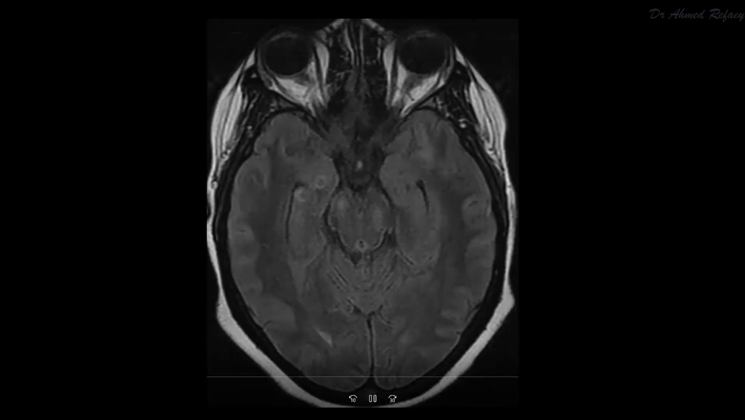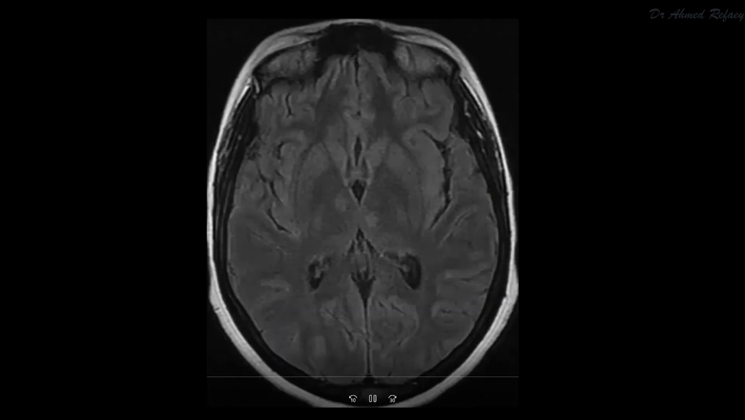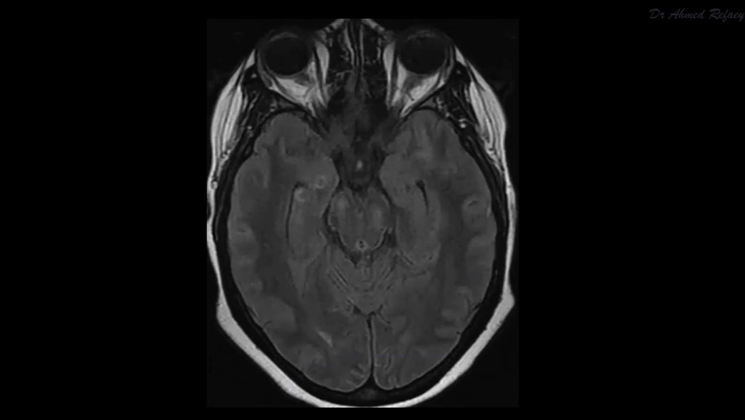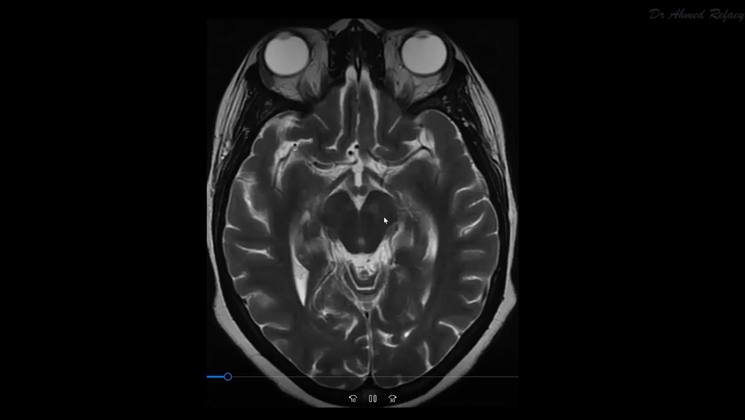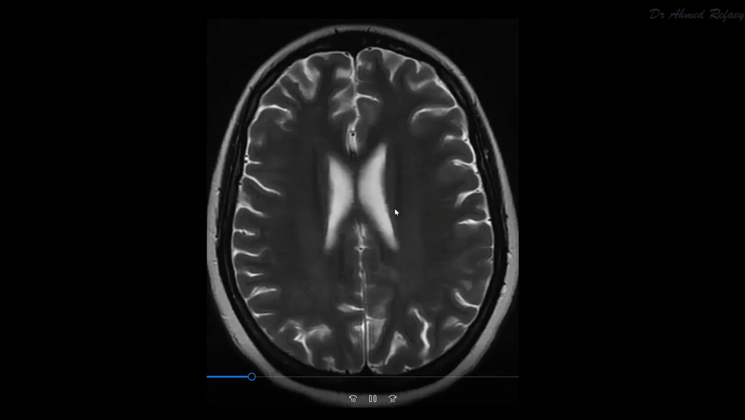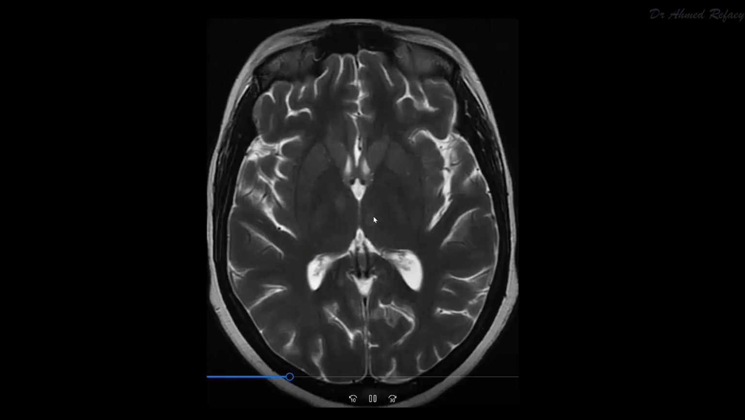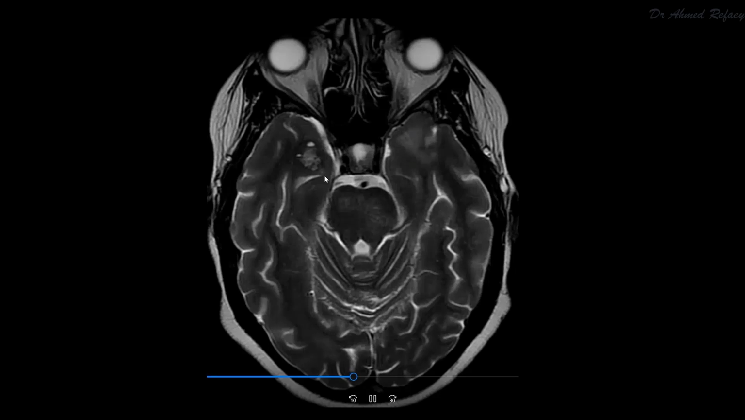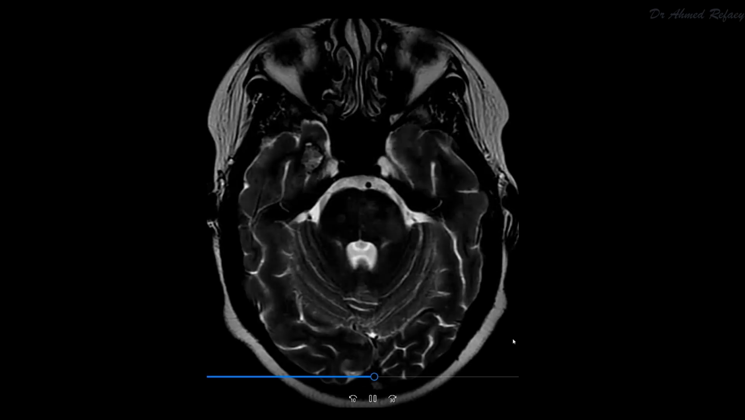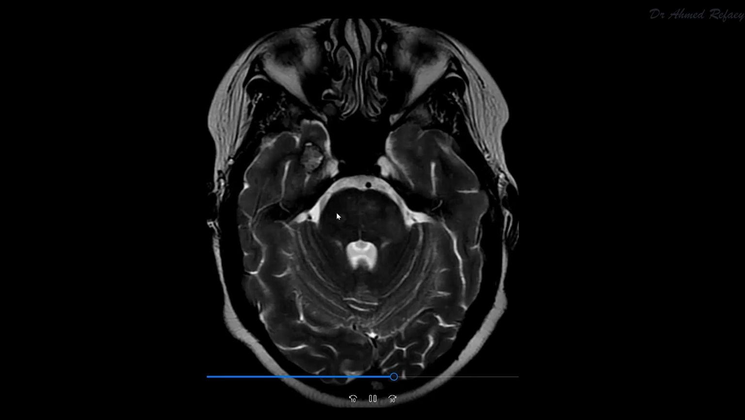MRI study of the brain, regarding the FLAIR study, showing multiple lesions with low signal intensity, as you see here. Hyperintense rim with low signal intensity seen here in the right temporal lobe. And also in the T2, the same appearance, hyperintense ring with low central intensity. We can appreciate one here in the left thalamus, and another one in the hippocampal area on the right side of the temporal lobe. Also in the brainstem, we can appreciate other lesions.